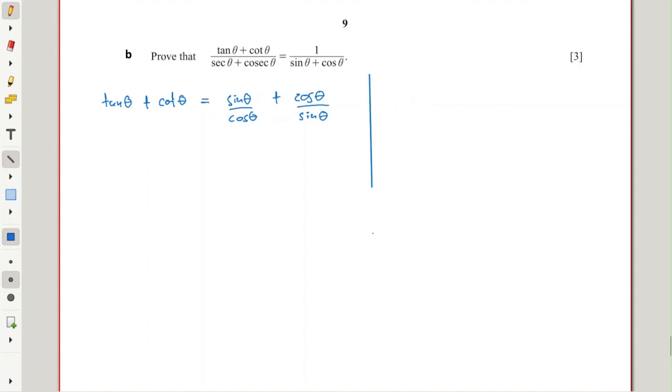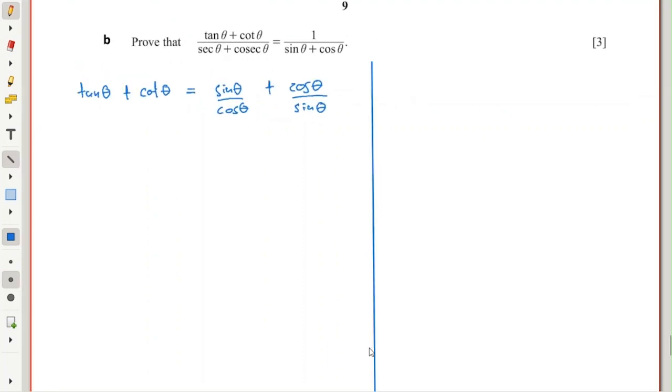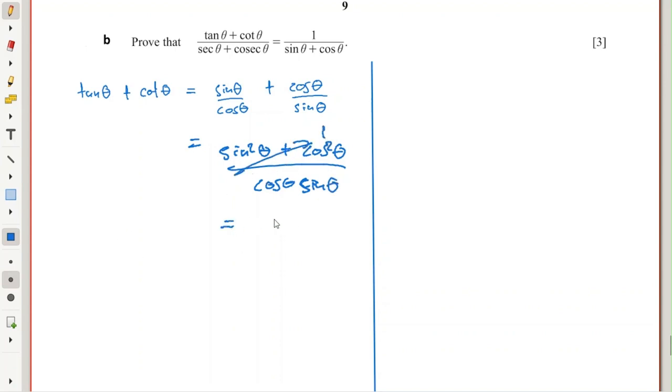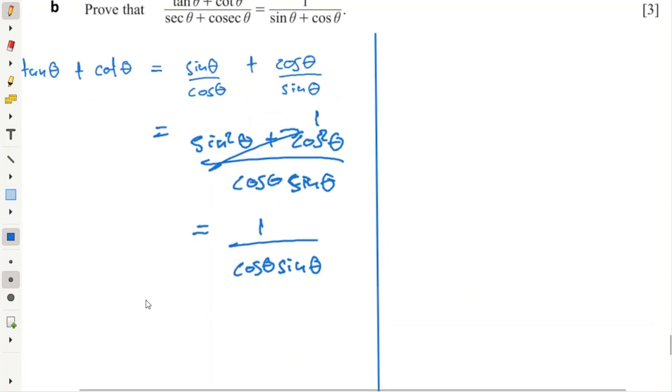Let me create a boundary. So if I solve this, I'll get sine squared theta plus this times this, cos squared theta, over sine theta cos theta. Okay. Then this one goes to 1. So this is the same as 1 over this. That's for the numerator.